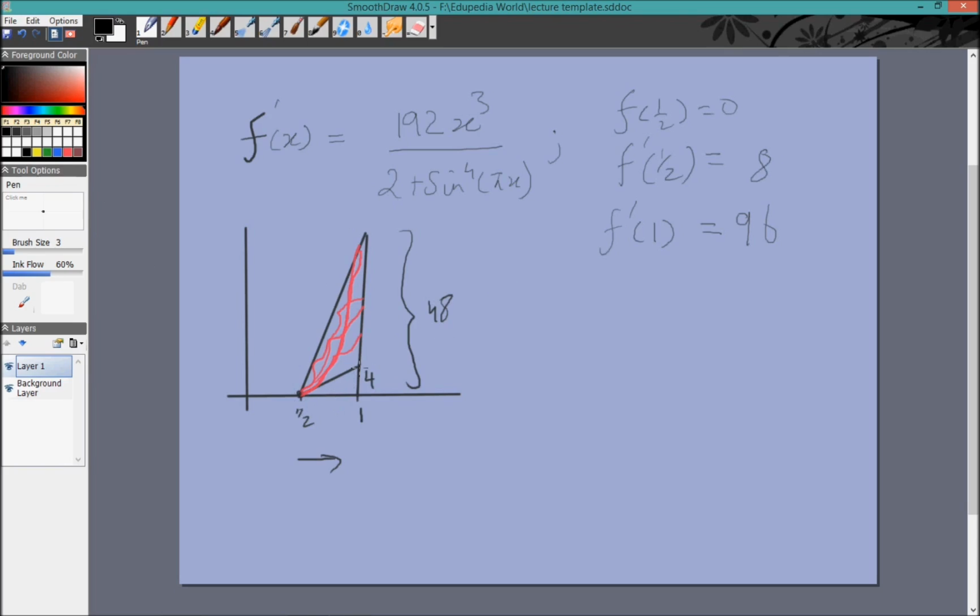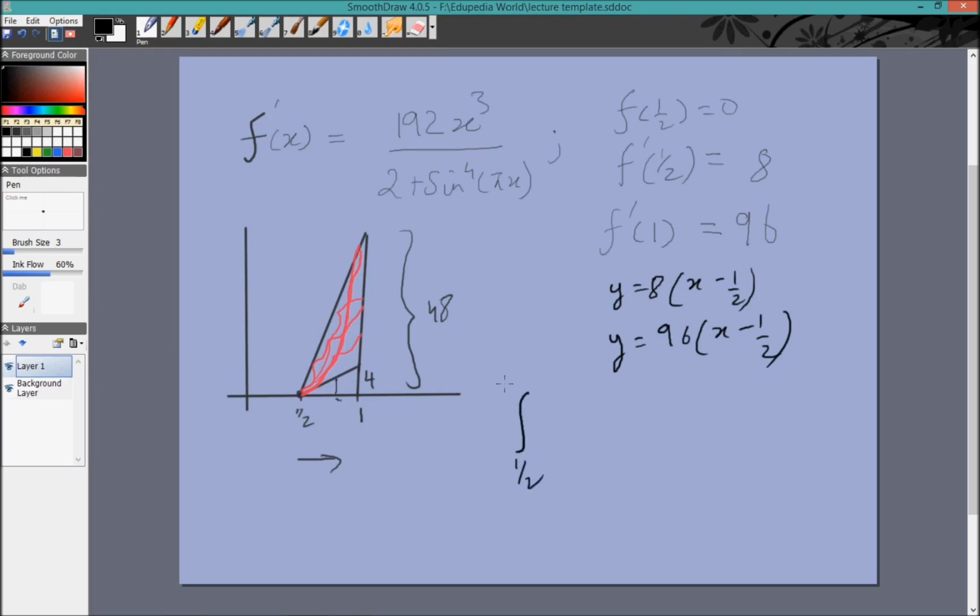This line would actually have the equation y is equal to 8x, except it is not starting from the origin. This is x, so this distance will be x minus half, right? For any point, this point is x, so this distance is x minus half. So the equation for this line is y is equal to 8 times x minus half. And the equation for this bigger line, similarly, is y is equal to 96 times x minus half, right? And we know that f of x has to lie between these two values.